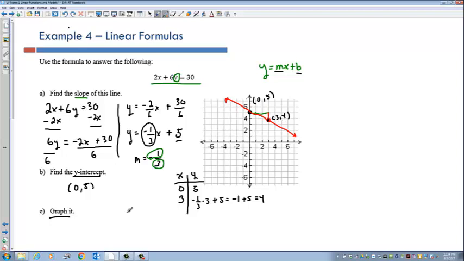So you've got lots of options. You can use your intuition, your understanding of slope, where 3 is the run and negative 1 is the rise, or the fall in this case, because it's negative. Or you could just do a table and plot a couple points and connect the dots.